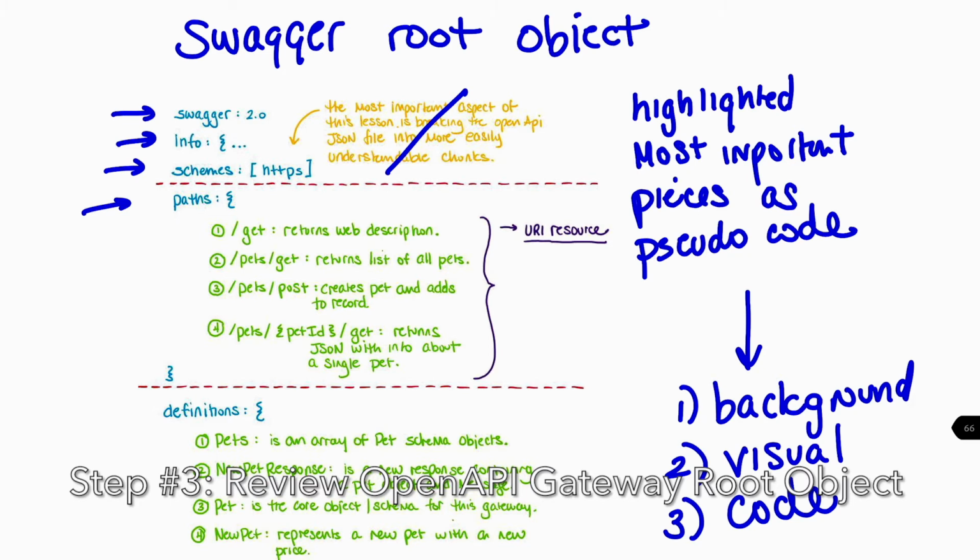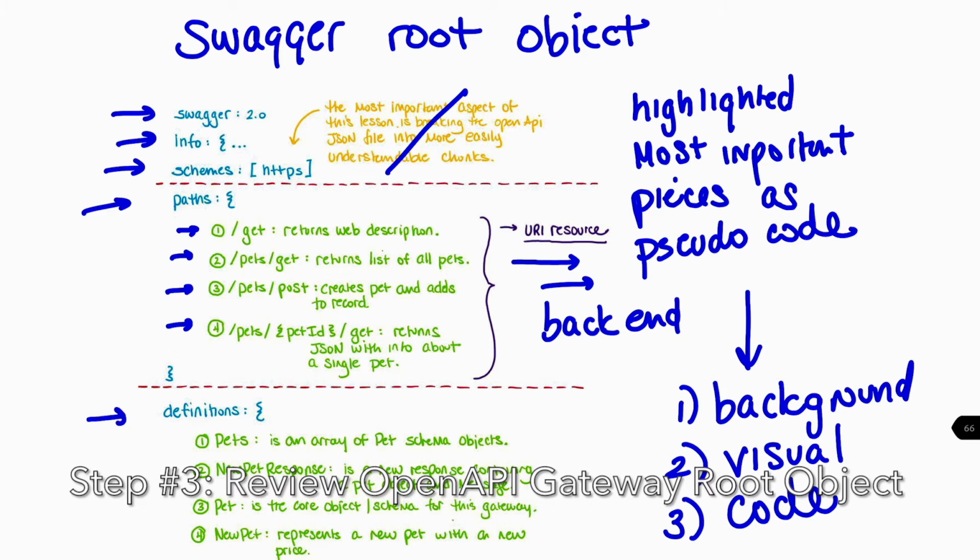We define the paths. If you remember previously, we talked about four different paths that we are going to be using or defining. We have one that returns the web description, a list of all pets, allows us to add a new pet, and then allows us to retrieve information about a single pet. Now you'll see within the path description, it's here that we actually define within the gateway how these requests are going to be routed to the back end. And we'll see that in a second.